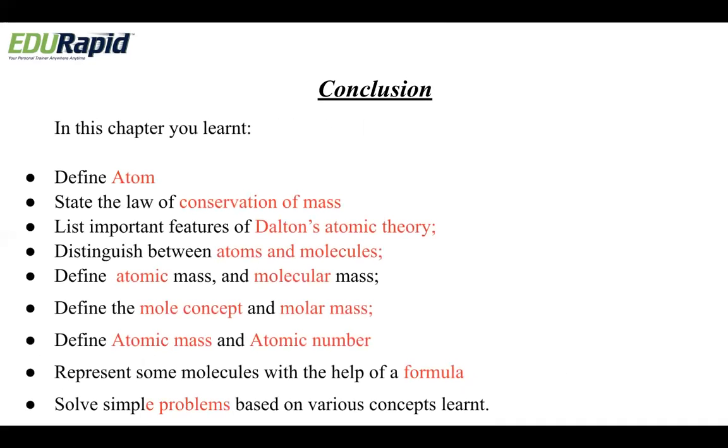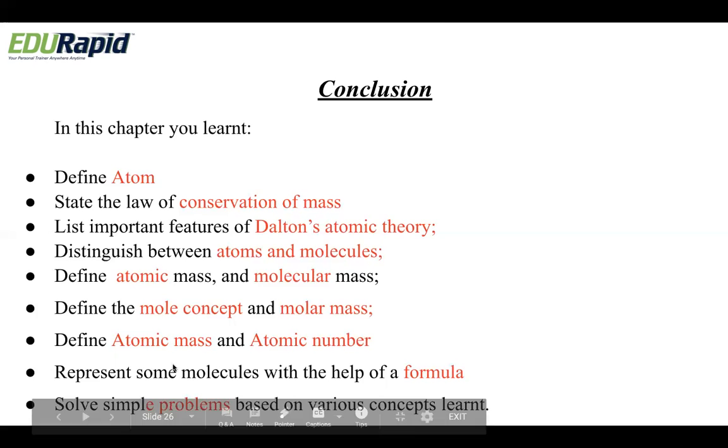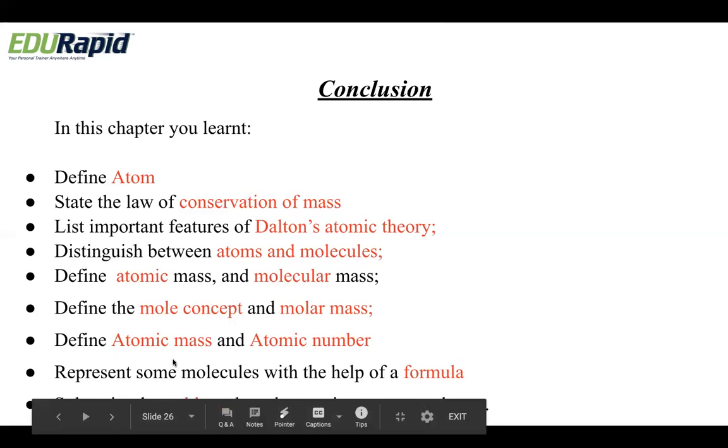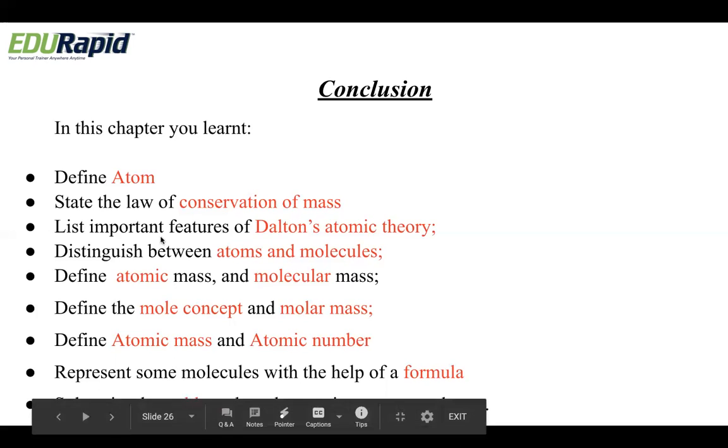So we'll come to the conclusion part. In this chapter, you learned the definition of atom and you stated the law of conservation of mass, listed some of the important features of Dalton's atomic theory, distinguished between atoms and molecules, and defined atomic mass and molecular mass, and defined the mole concept and molar mass. You have learned about atomic mass and atomic number and represented some molecules with the help of a formula, and you solved some simple problems based on various concepts.